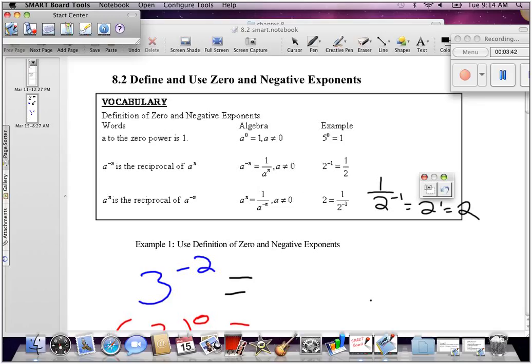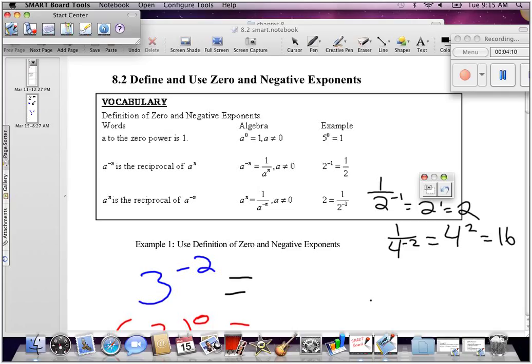One more. How about if we had 1 over 4 to the negative second? What do I have to do? Tim, what do I have to do first? Flip it. Good. So instead of 1 over 4, it becomes 4. You can put it over 1 if you want. Now it's to the second power. What's 4 times 4? 16.